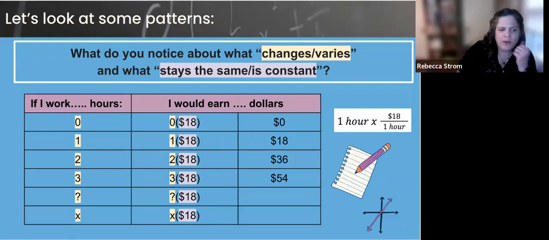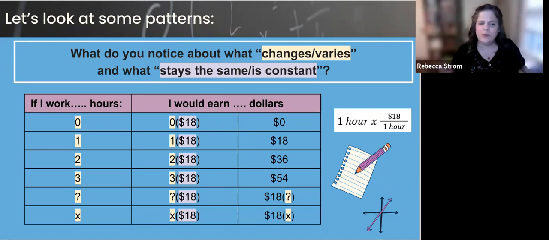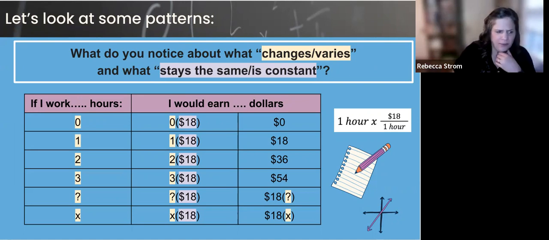So if I don't know what it is, but I do know I'm going to multiply by 18, I'm just going to write 18 times whatever that number is. And that variable can look like anything I want it to be. We tend to use letters because it's easier and we're used to it. It could be a question mark, could be a box, could be a symbol. There's a lot of ways to show what the unknown is.